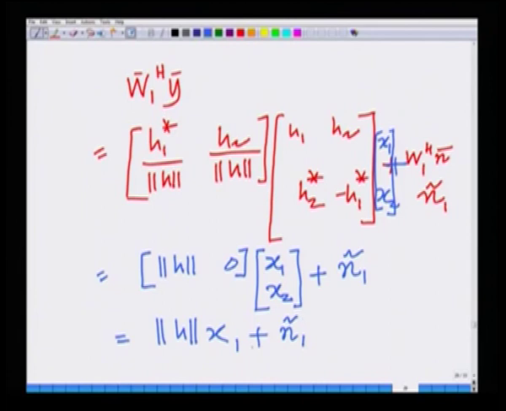This is nothing but norm H times x1 plus n1 tilde, and I can use this to decode x1, and you can clearly see from this magnitude of H here that I can obtain diversity. This is in fact diversity order 2. So, due to lack of time, I will stop here at this point, and we will continue from this point in the next lecture to illustrate further properties of the Alamuti code. Thank you.